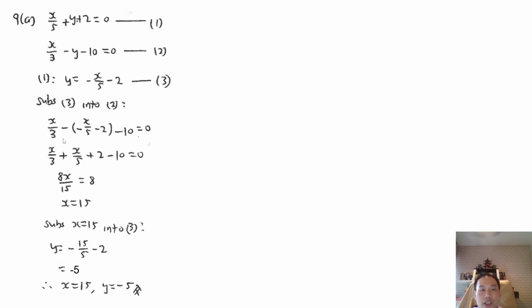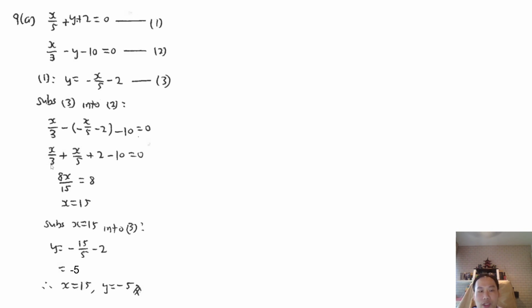So we have x over 3 minus y, right? Replace the y, substitute it with this expression from equation 3, minus 10. Expand carefully and then simplify. How do we simplify this with the fraction? Just in case you're worried.